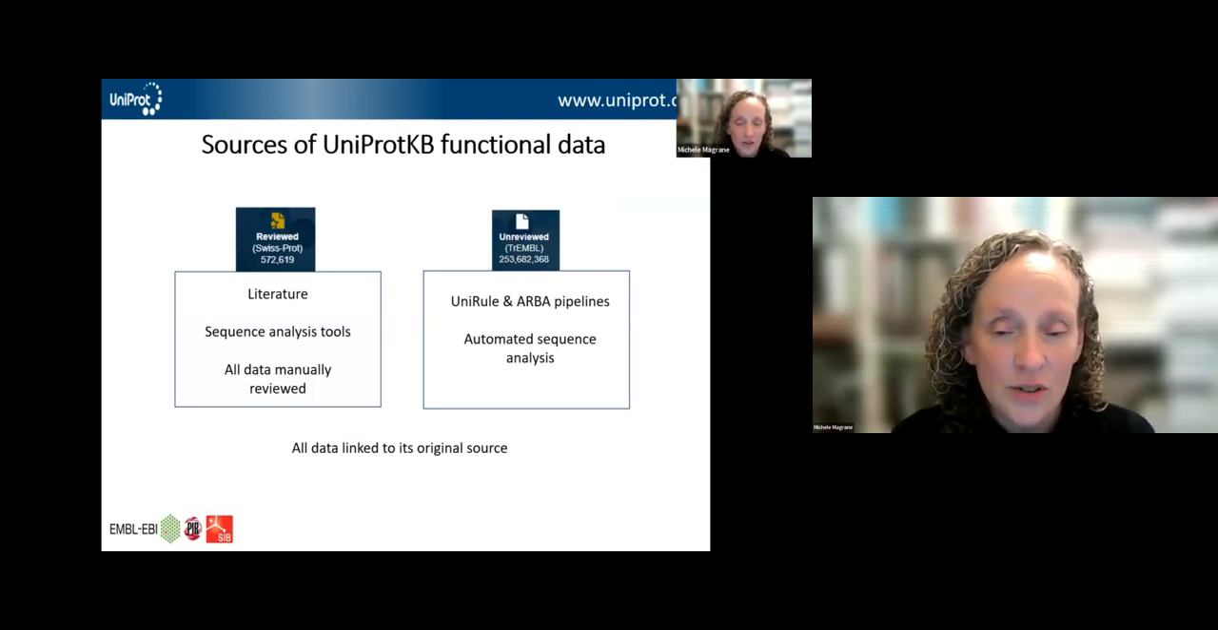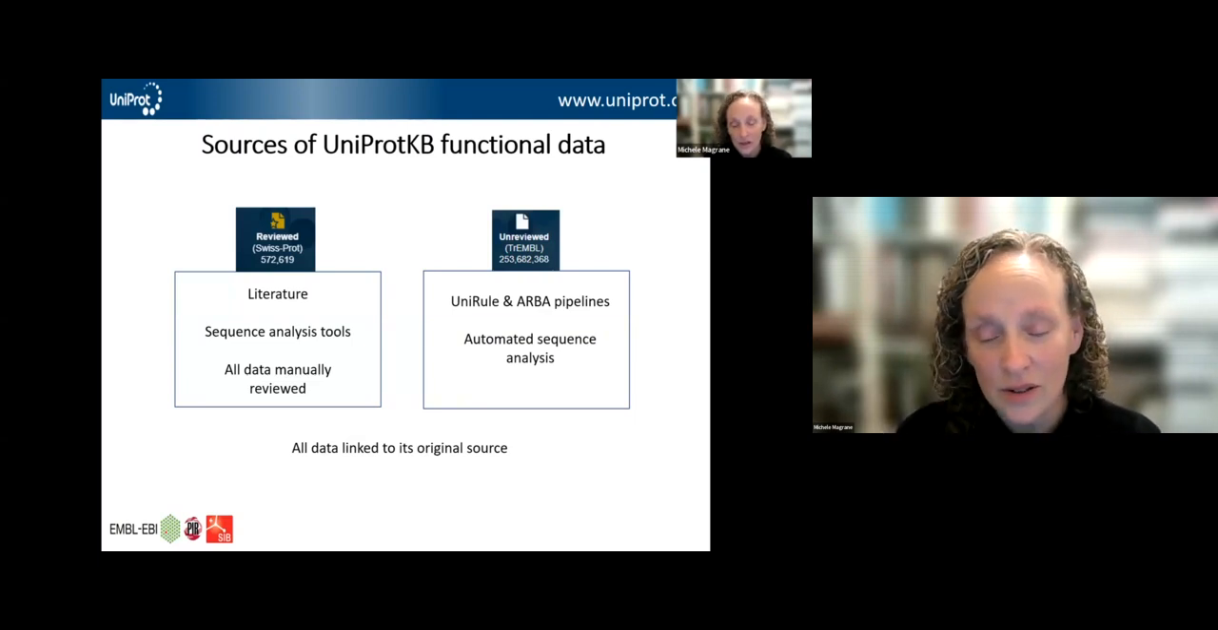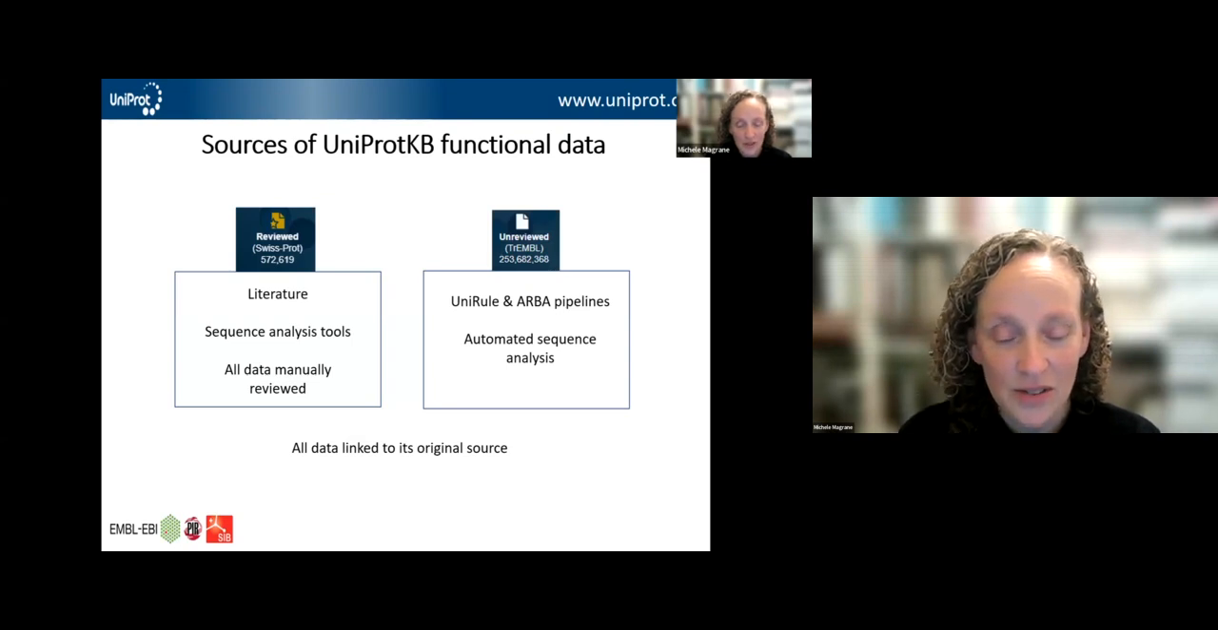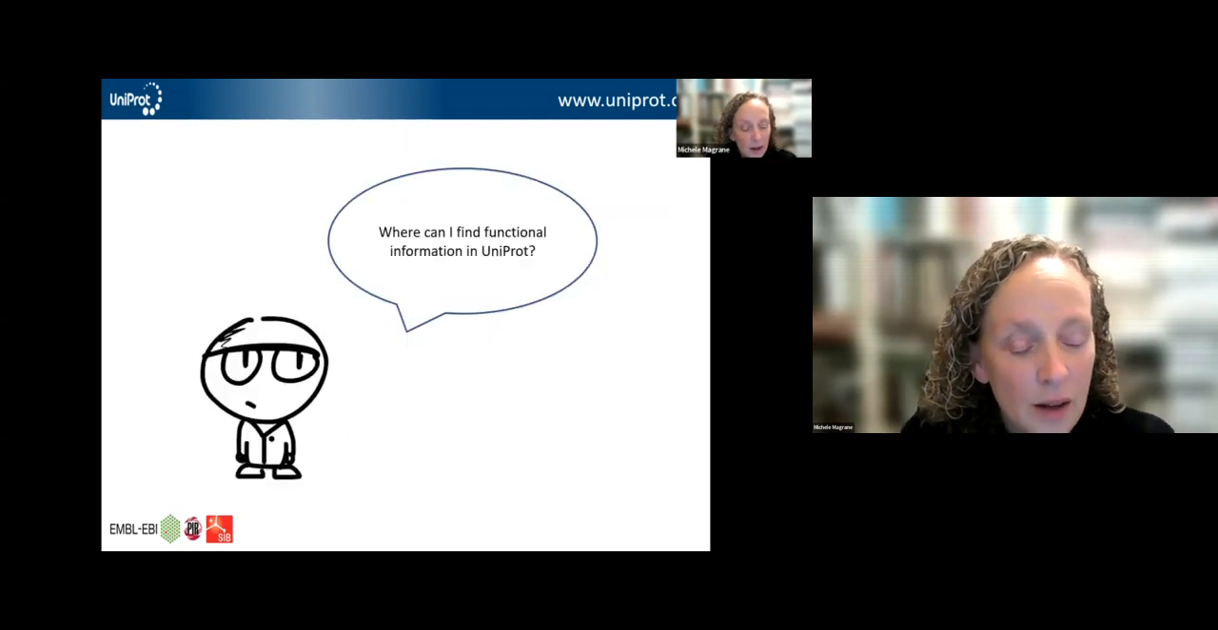And then there's the unreviewed TrEMBL section, which is much larger. There's over 250 million records in the TrEMBL section. The information comes from UniRule and ARBA pipelines, and also from automated sequence analysis. And all of the data in both sections is linked back to its original source.